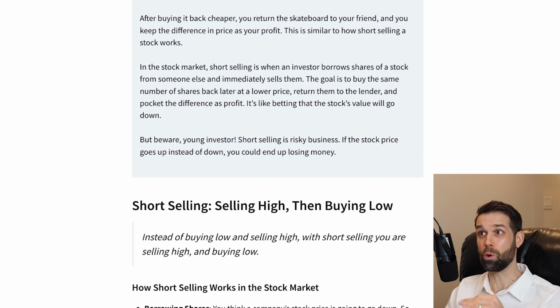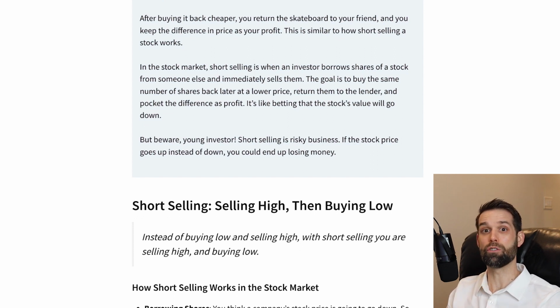In the stock market, short selling is when an investor borrows shares of a stock from someone else and immediately sells them. The goal is to buy the same number of shares back later at a lower price, return them to the lender, and pocket the difference as profit. So it's like betting that the stock's value will go down. But short selling is risky. If the stock price goes up instead of down, you could end up losing a lot of money. So it's very clear there.